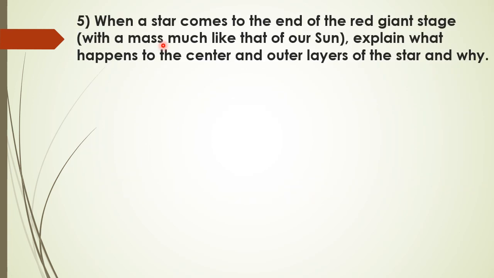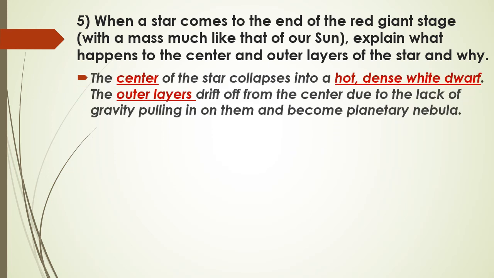Question number 5: when a star comes to the end of a red giant stage, which is much like the mass of our sun, explain what happens to the center and outer layers of the star and why. First off, the center will become a hot, dense white dwarf. The reason is that nuclear fusion pushes out what we call nuclear pressure. But when the star dies, that nuclear pressure is gone, so gravity pulls the core in really fast. That means all that heat is stuck there, and it's essentially white hot, which is why it's a white dwarf.